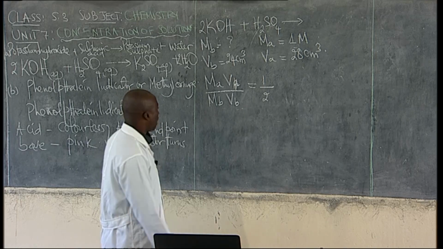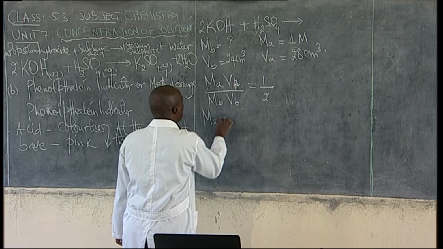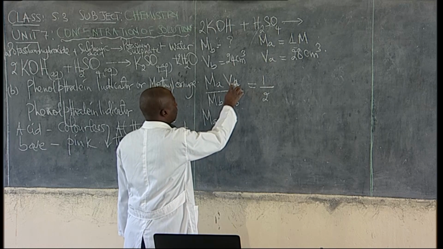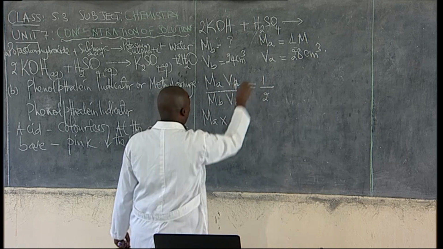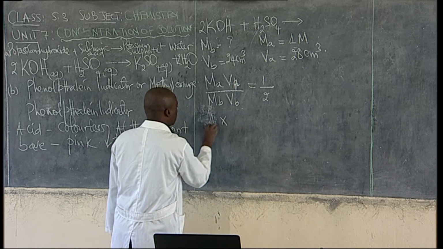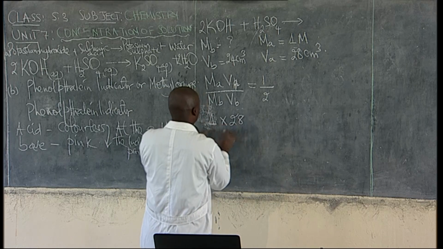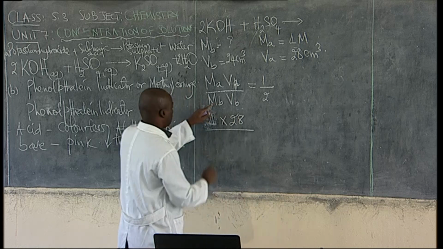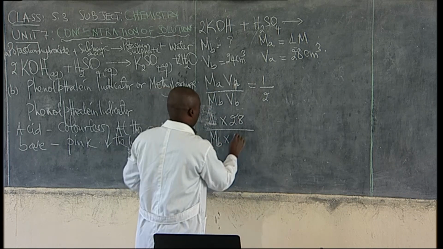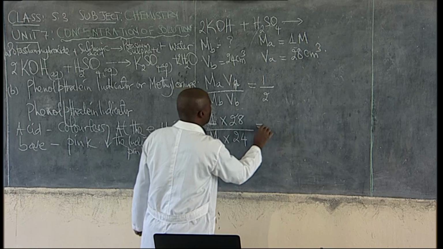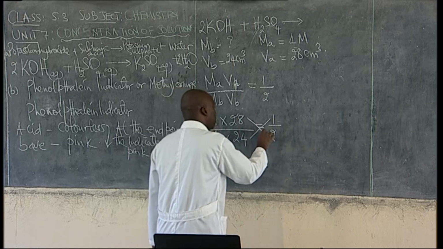Substitute in the values. I think it becomes very easy. Molality of the acid, that is what we are looking for, times volume of the acid. What is the molality of the acid? 1 molar. 1 times the volume of the acid, 28. You divide by molality of the base, that is what we are looking for, times the volume of the base, 24. This is equal to 1/2. Cross multiplication.